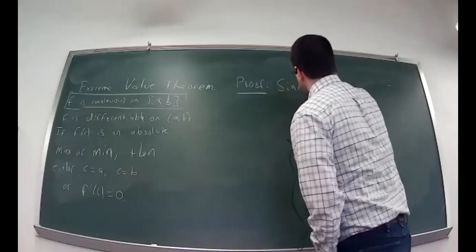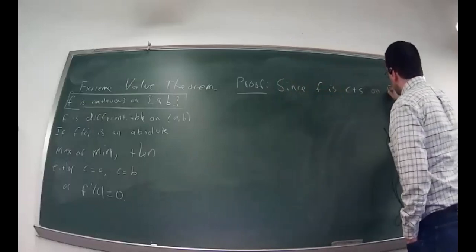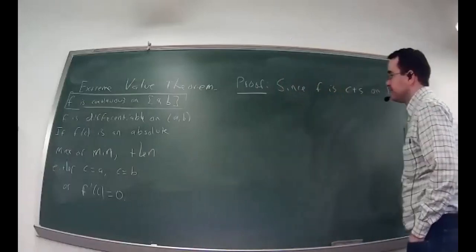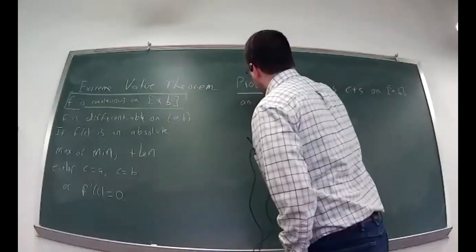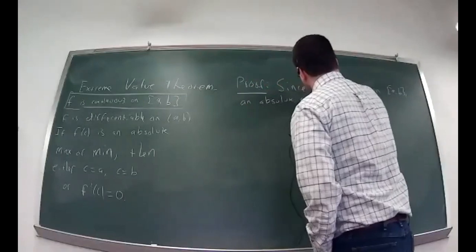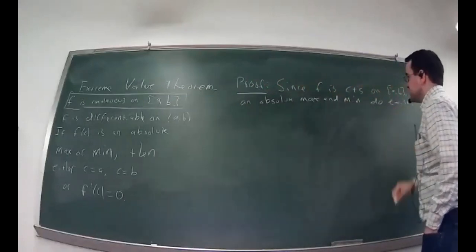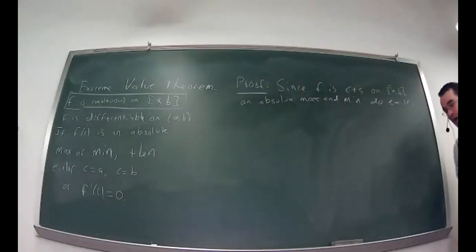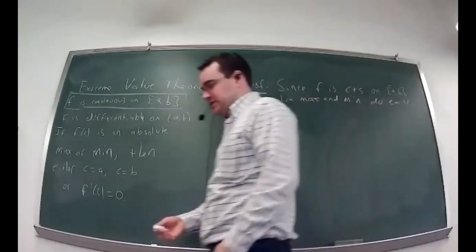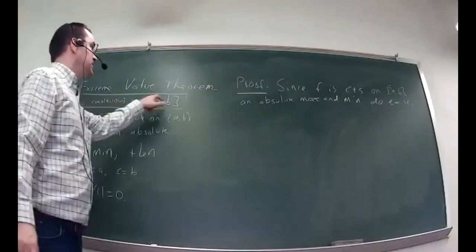So you might say, since f is continuous (CTS) on [a, b], absolute max and min do exist. So how could an absolute max or a min not exist? The only way that could happen is if the function ran off to infinity or negative infinity, right? And that really can't happen if you're continuous and you're on a closed interval.